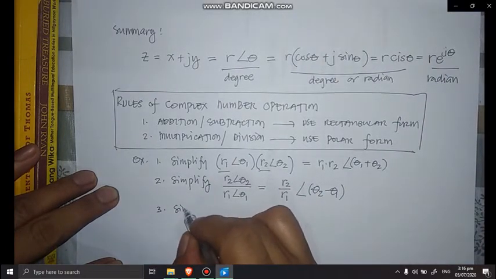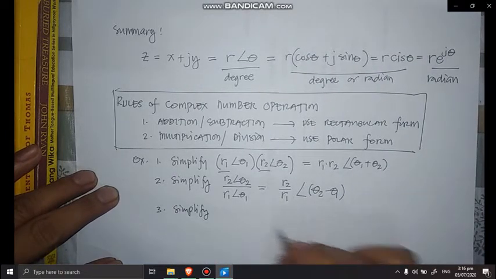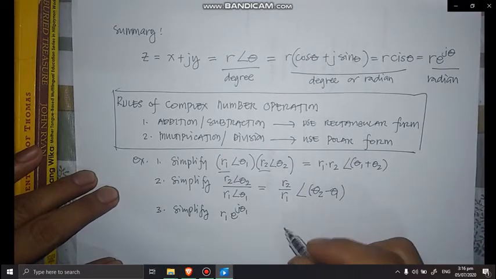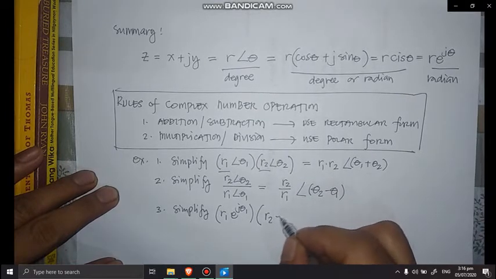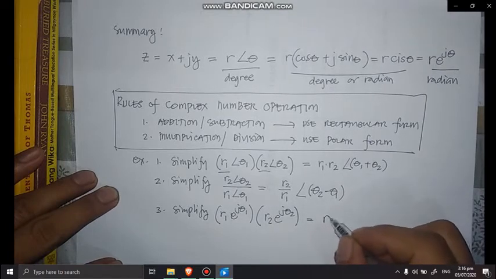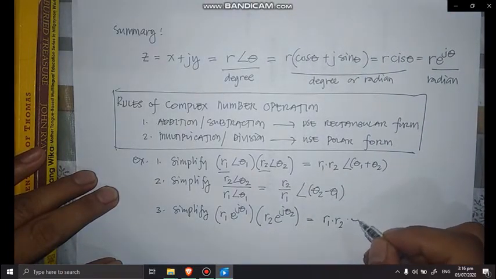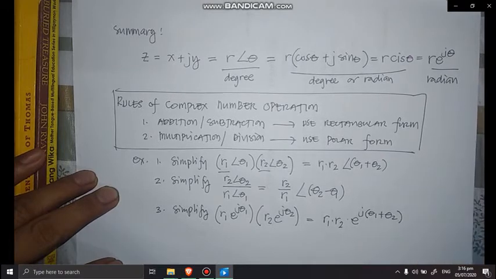Now what if we will use the exponential form? Let's say simplify r1 multiplied by e raised to j theta 1 multiplied by r2 multiplied by e raised to j theta 2. What will happen to the magnitude? That will become r1 r2 multiplied by e raised to, and what will happen to the exponent? That will become the sum of the exponents, theta 1 plus theta 2.